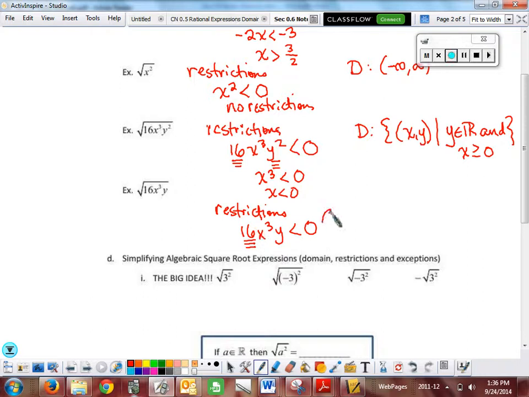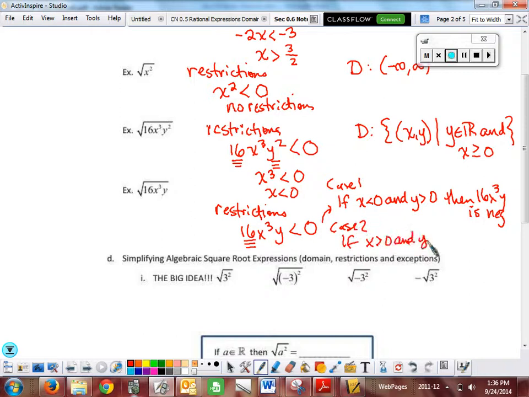So my restrictions would be, and this is hard to write, so usually you just put it in English. Case 1: if x is less than 0 and y is greater than 0, then my 16x cubed y is negative, which is why it's a restriction. Case 2: if x is positive and y is negative, then 16x cubed y is negative again.